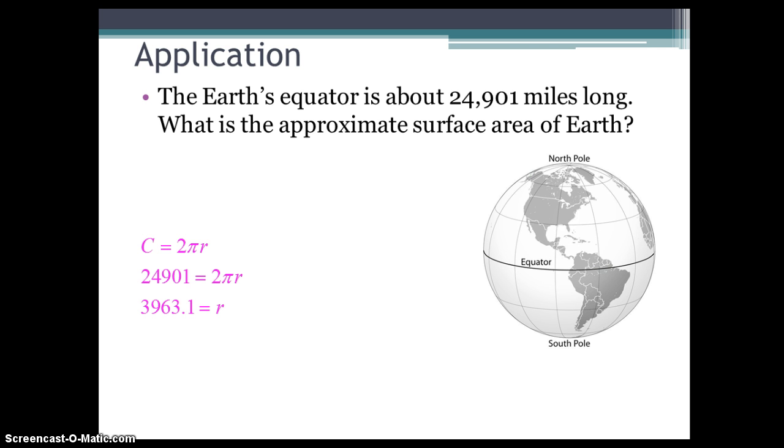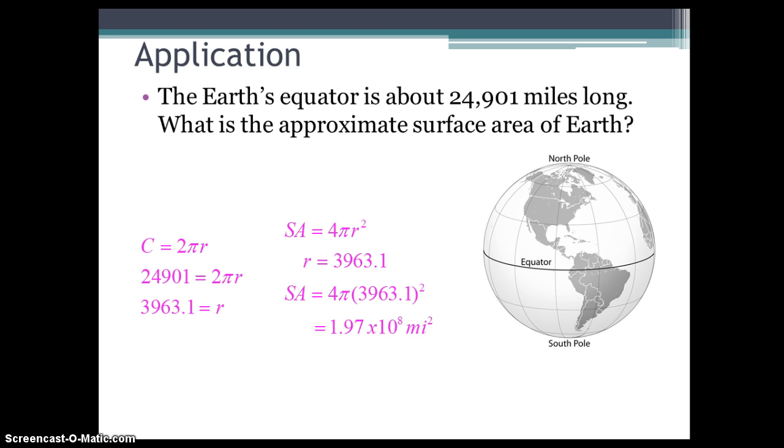The equator represents the circumference of our Earth, or of a circle. In order to find the surface area, we know we need the radius. So we're going to use our circumference formula to be able to find the radius. So circumference of a circle is 2 pi r. So to find the radius, we're going to divide our number, 24,901, by 2 pi, giving us a radius of 3,963.1 miles. So that's about how long it is from the outside of the Earth to the core of the Earth.